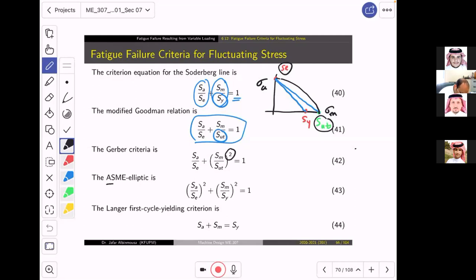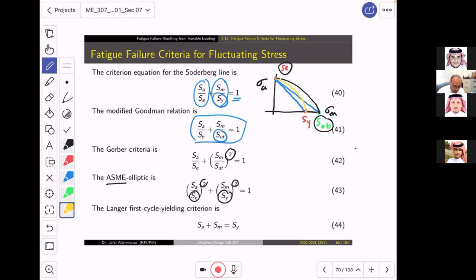And then finally, the American Society of Mechanical Engineers has developed with their researchers an elliptical relation, which as you see, is between again SE and SY, not SUT, and it is elliptical. It's just like an ellipse. So it is a relation between SE and SY, but it is an ellipse.